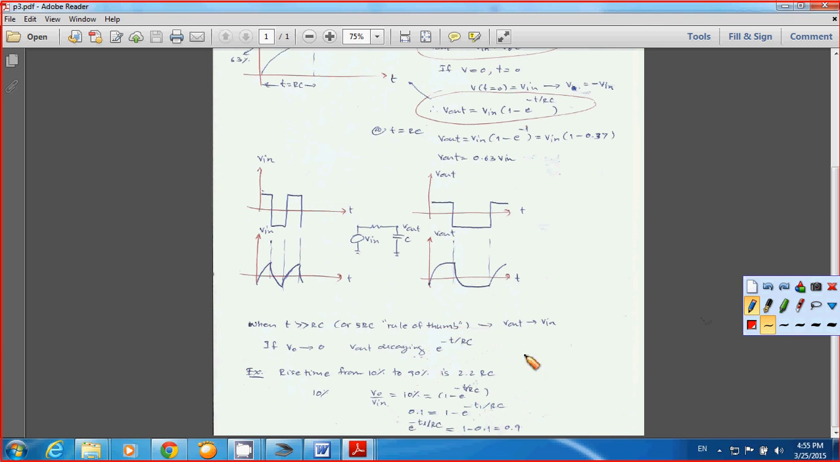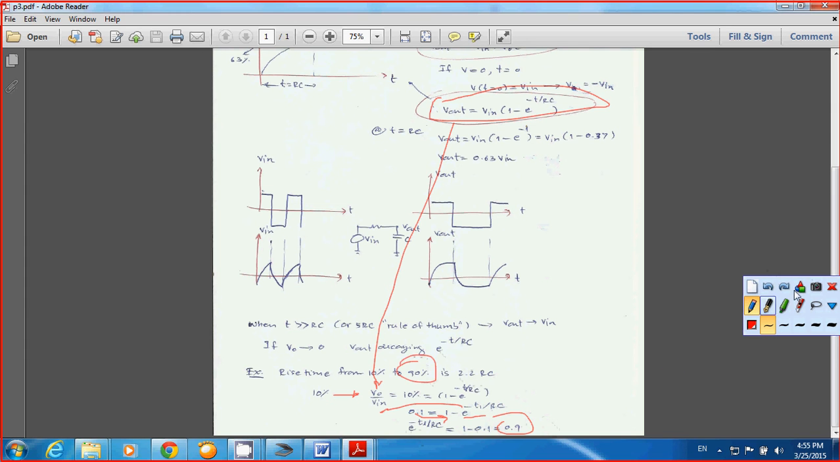You can solve this by yourself. I put this one up, just using simple math, Vout over Vin for this equation here. You want Vout to be 10% of Vin, or it becomes 0.1. You simply make it equal to 1 minus exponential negative t1 over RC. So I have exponential negative t1 over RC becomes 0.9. Simply move this one to the left and move 0.1 to the right.